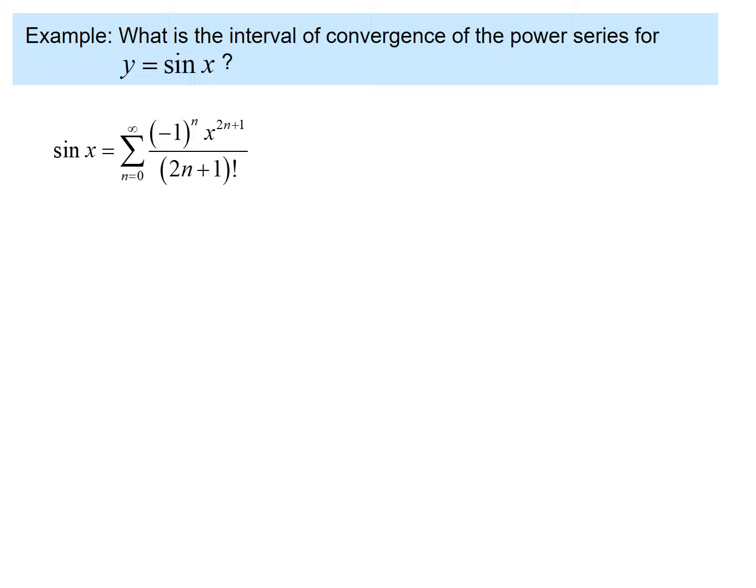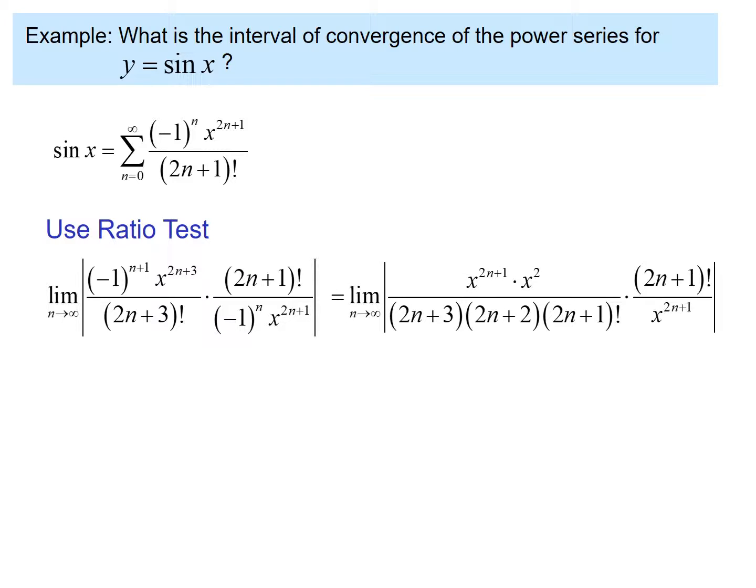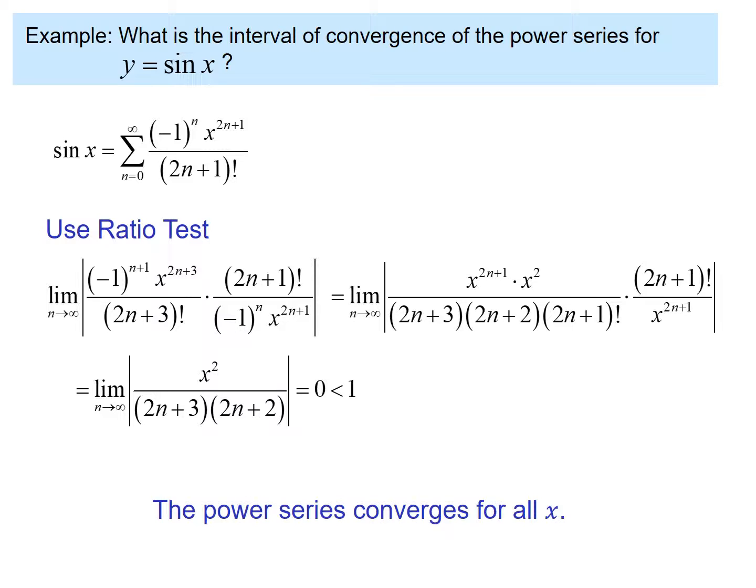All right, so we know we have this series for sine of x, and we can use the ratio test because this is a power series. So we take the limit as n goes to infinity, increase n by 1, and simplify. Cancel out any common terms, and we can see as n goes to infinity, we have x squared on top, which is a number, divided by infinity, which is 0. 0 is always less than 1, which means this series converges for all values of x. So we have the power series for sine of x, and we know that this converges for all values.